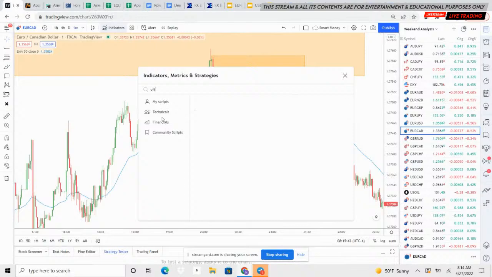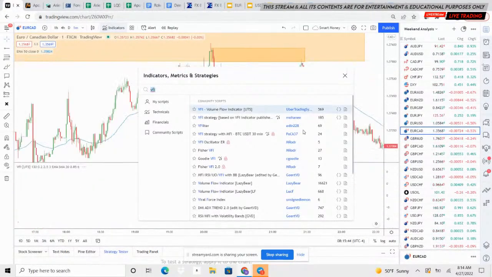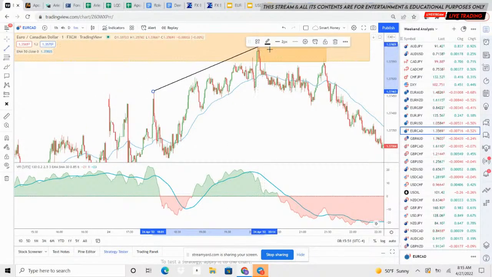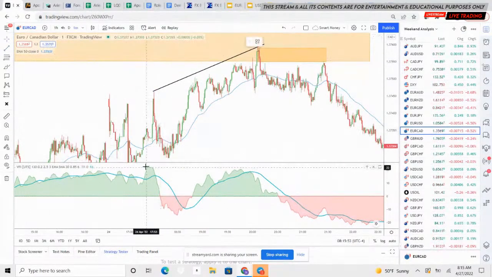Indicators. This is really the only indicator I use besides the 50 EMA. FI, and we can see clearly volume divergence. Price is continuing to push up, yet volume is starting to diminish.